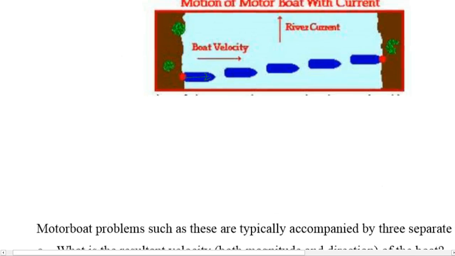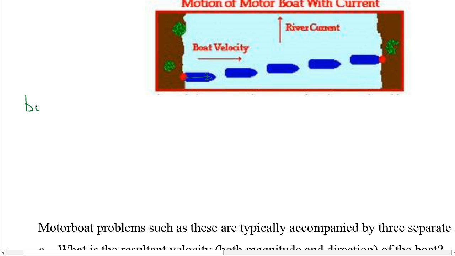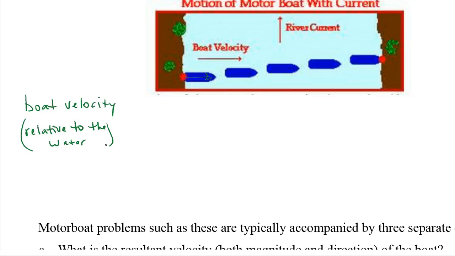So we're going to say the same thing that we said before. We're going to say that the boat velocity, this is the velocity of the boat relative to the water. Just like before, we had plane velocity, and that was the velocity of the plane relative to the air. This is the boat velocity relative to the water that it's in. And then the current is very similar to the wind, right? So the current is the velocity of the water relative to the shore.